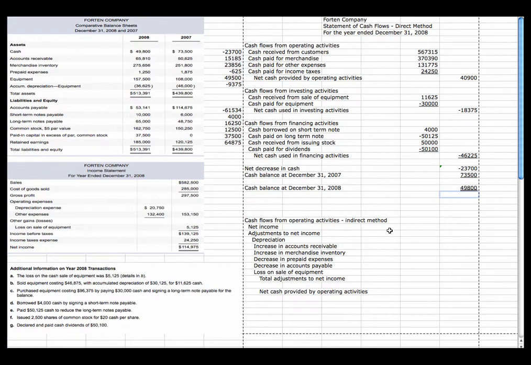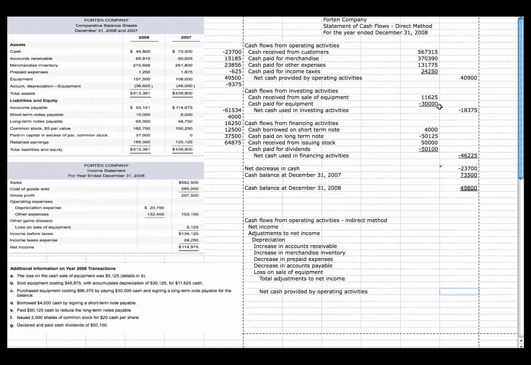Now remember here, if we were to do the indirect method, what we would start with would be net income. Then we'd have to calculate depreciation. So we'd have to subtract out the depreciation, or add it back in, and then we would go into account all the increases and decreases to the current assets and current liabilities. Bottom line is that this value right here, the net cash provided by operating activities, should agree to this $40,900 that we did using the direct method.